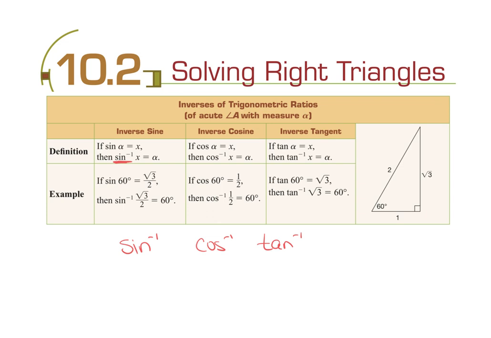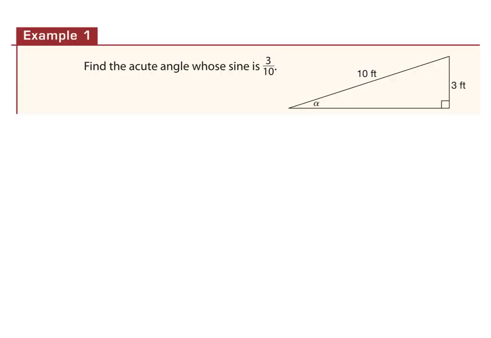Same for tangent. So they've given us this example. The sine of 60 is square root of 3 over 2. The inverse sine of square root of 3 over 2 then is 60. So if you were given a triangle and they want you to solve for the angle, you're going to back into it using your inverse. All right? Let's look at examples.